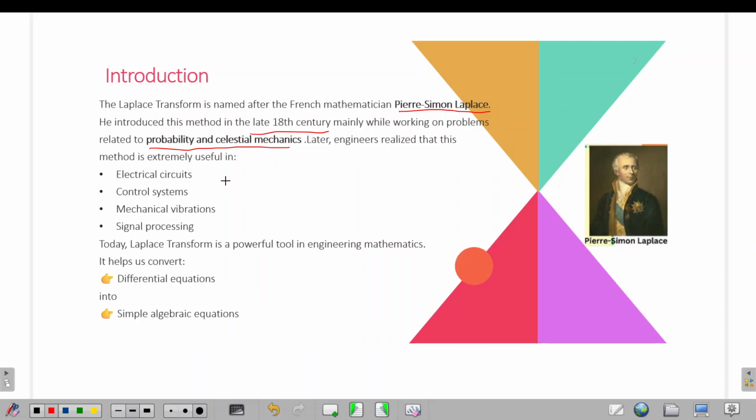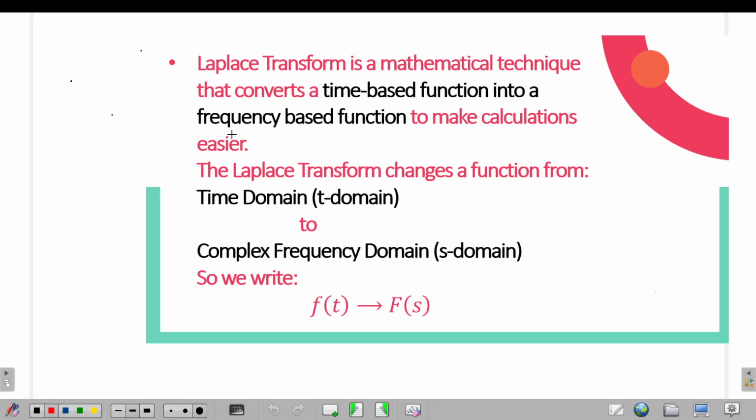Later, engineers realized that this method is extremely useful in electric circuits, control systems, mechanical vibrations, signal processing. Today, Laplace transform is a powerful tool in engineering mathematics. It helps us to convert differential equations into some simple algebraic equations. Basically, Laplace transform is a mathematical technique that converts time-based function into a frequency-based function to make calculations easier.